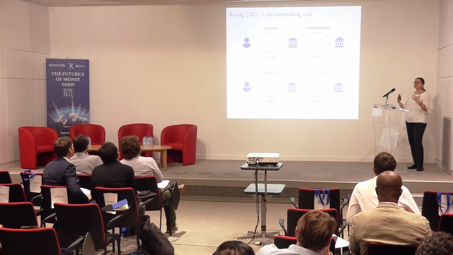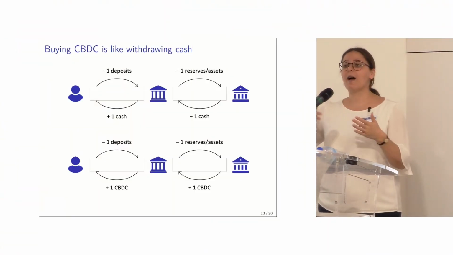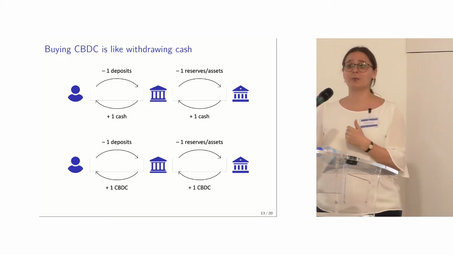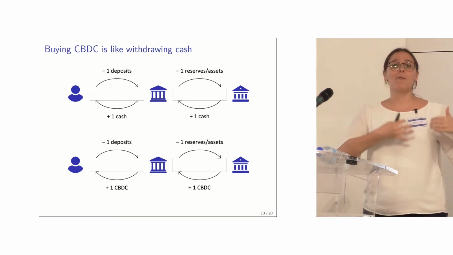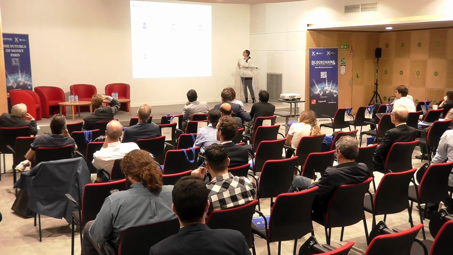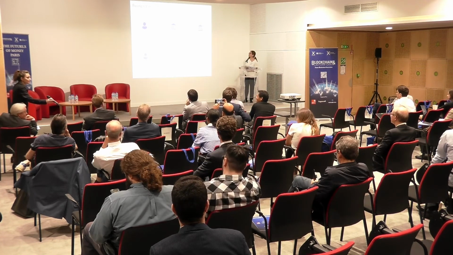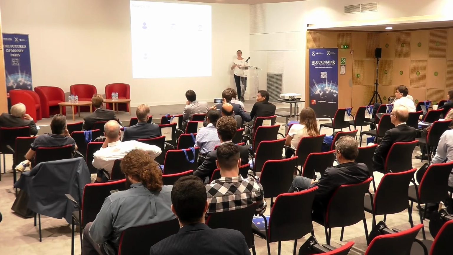So let's say that you want to withdraw cash, so you go to the ATM and you ask your private bank to give you banknotes. But banknotes are a liability of the central bank. So behind closed doors, what happens is that the commercial bank needs to go to the central bank and buy banknotes in order to give them to you.